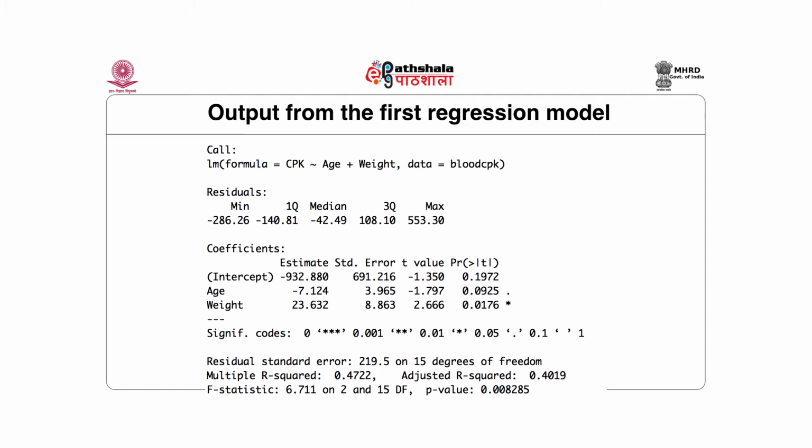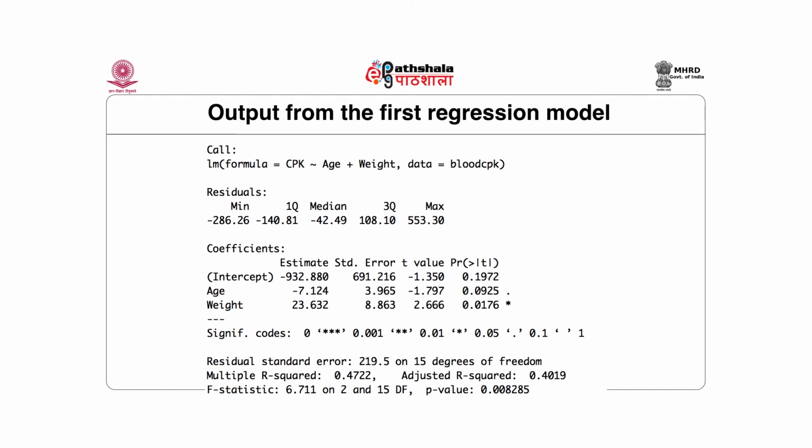For the intercept term, we have included the intercept term here, though we may not have included it as well. And you can see that the intercept term is very big, minus 932. And then you can see the t-statistic and the p-value for this term, and you can see that the p-value is non-significant at the 0.05 level.